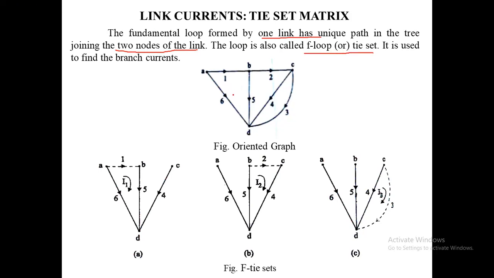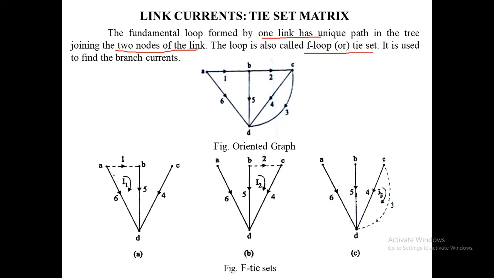Consider this graph. Here first we have to draw the tree. Tree means all the nodes are present but there is no closed path. Here the nodes are A, B, C and D. I have chosen the tree branches as 4, 5 and 6. Next we have to choose one link. Link means the remaining branches of the tree. The remaining branches of the tree for this graph are 1, 2 and 3.